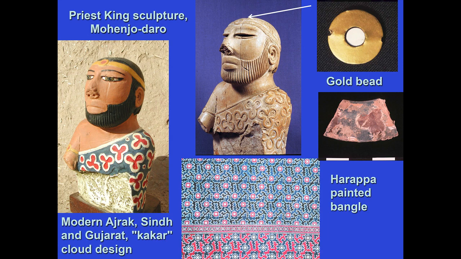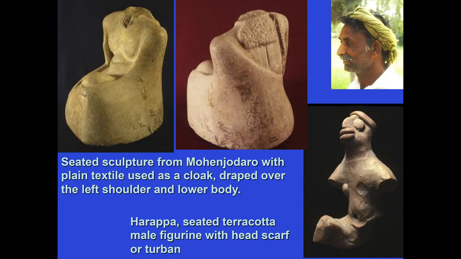We have a bangle with that same design on it. And this is the modern kakara design or cloud design that's found in Sindh that has the same pattern that we can see from that time period. The modern ones are block printed. The ancient one was possibly applied or painted.